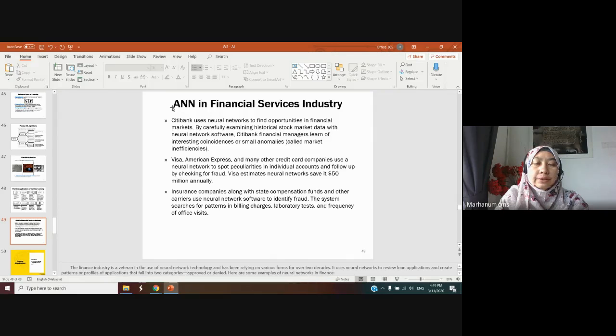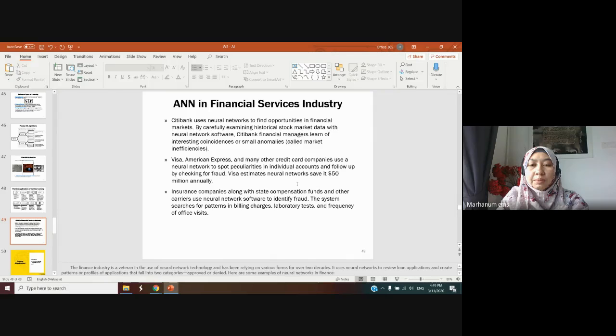Okay, artificial neural network in the financial services industry. Citibank, for example, uses neural networks to find opportunities in financial markets by carefully examining historical stock market data with neural network software. Okay, so Citibank financial managers learn of interesting coincidences or small anomalies called market inefficiency. So the bank can also use it for sure. So Visa, American Express and many other credit card companies use a neural network to spot peculiarities in individual accounts and follow up by checking for fraud.